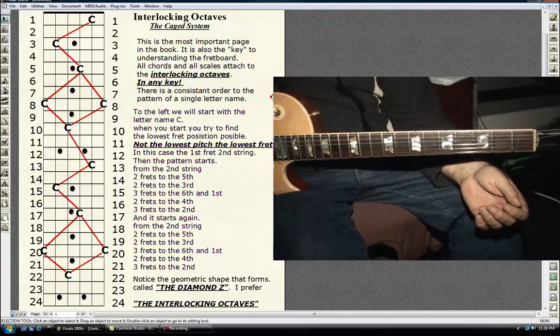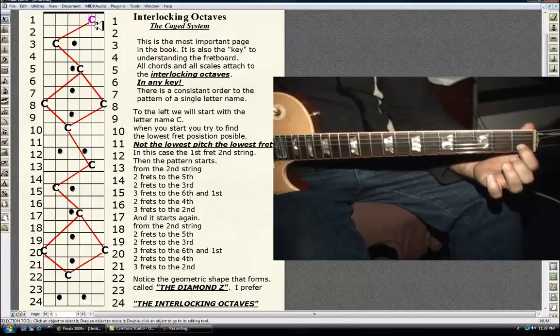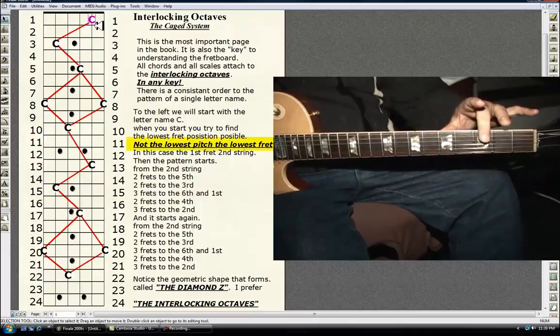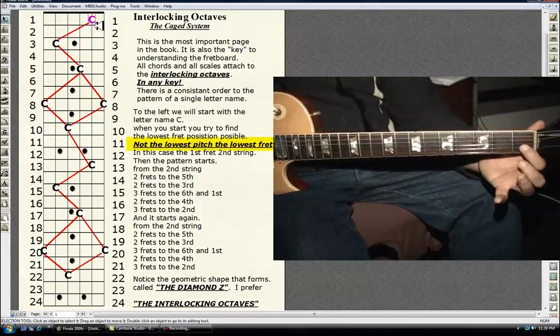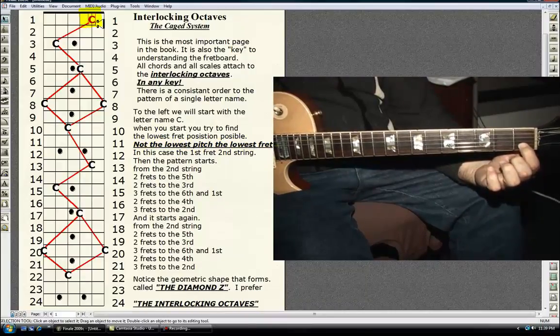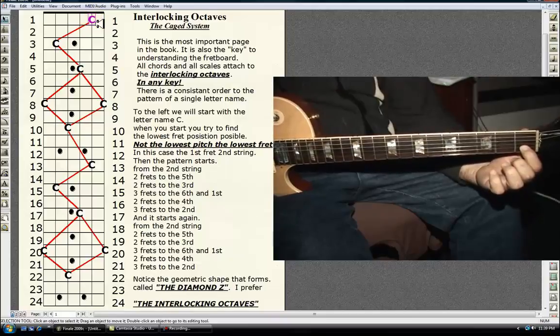Next section. To the left, we will start with the letter name C, and you can see it where the cursor is. When you start, you try to find the lowest fret position possible, not the lowest pitch, the lowest fret. In this case, the first fret, the second string, is C. Then the pattern starts. You ascend up the neck.